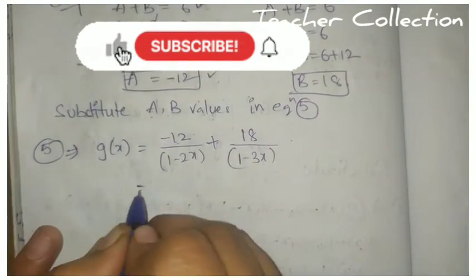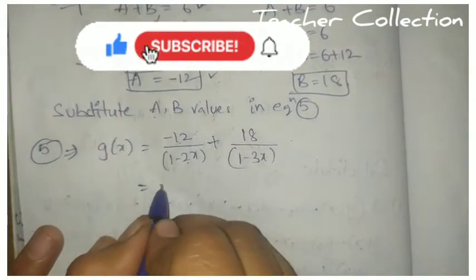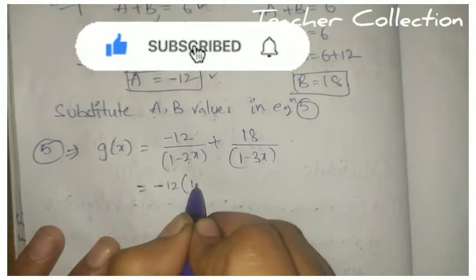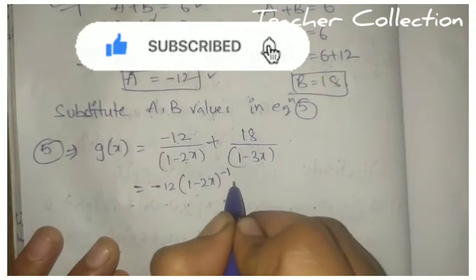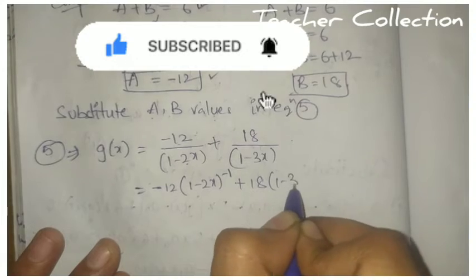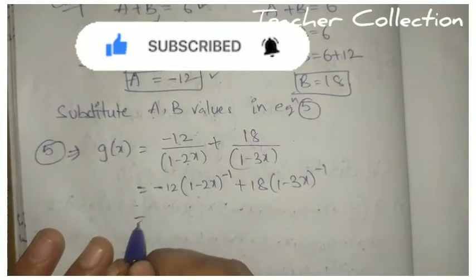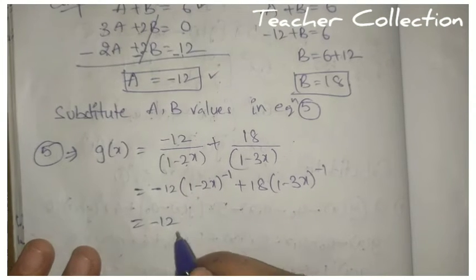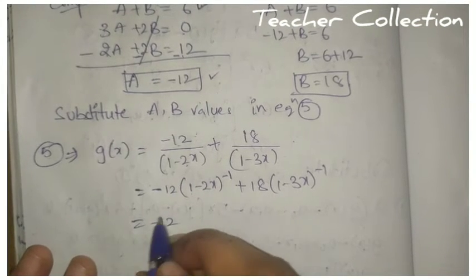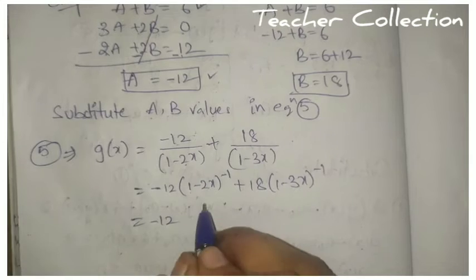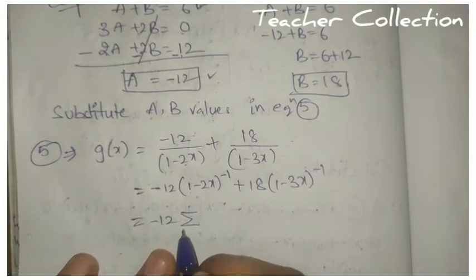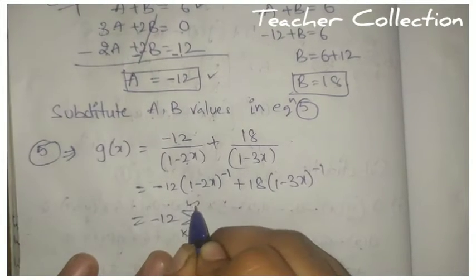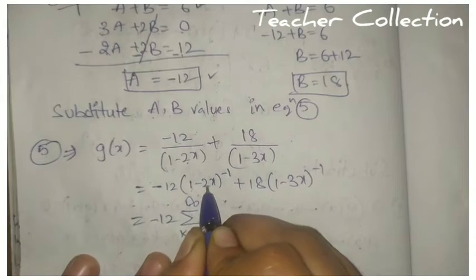Okay, now if you are taking this upside, then it will be, yes, minus 12 into 1 minus 2x whole inverse plus 18 into 1 minus 3x whole inverse. Okay, this is what is a closed form. This is a closed form. For this we will write the generating function. It will be like this: summation k is equal to 0 to infinity. Here 1 minus ax form.